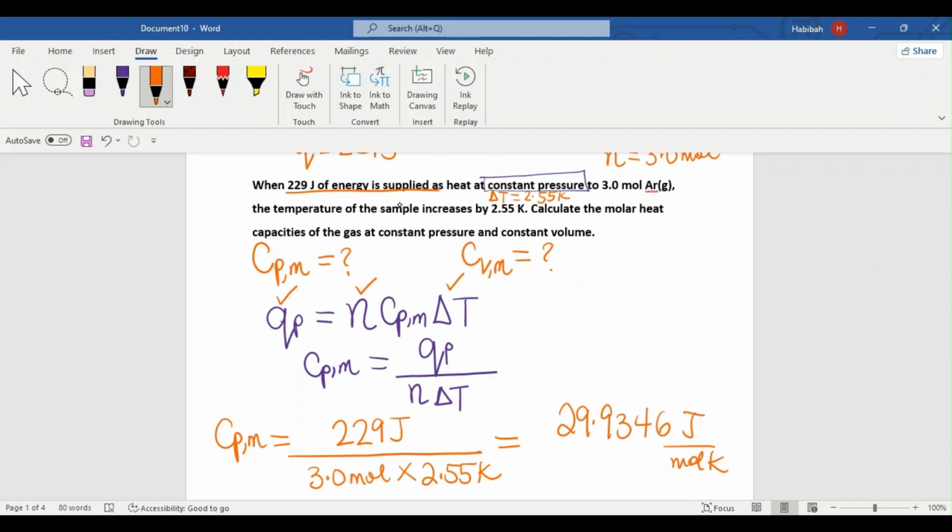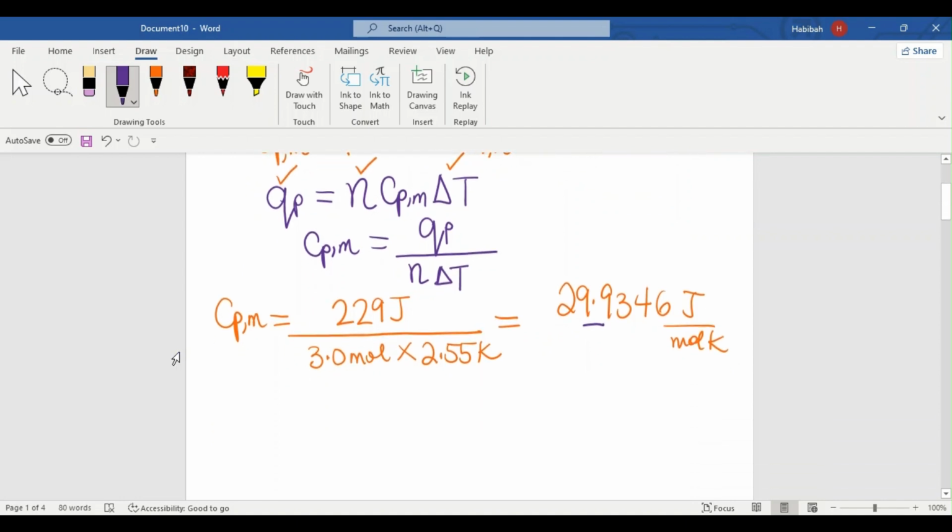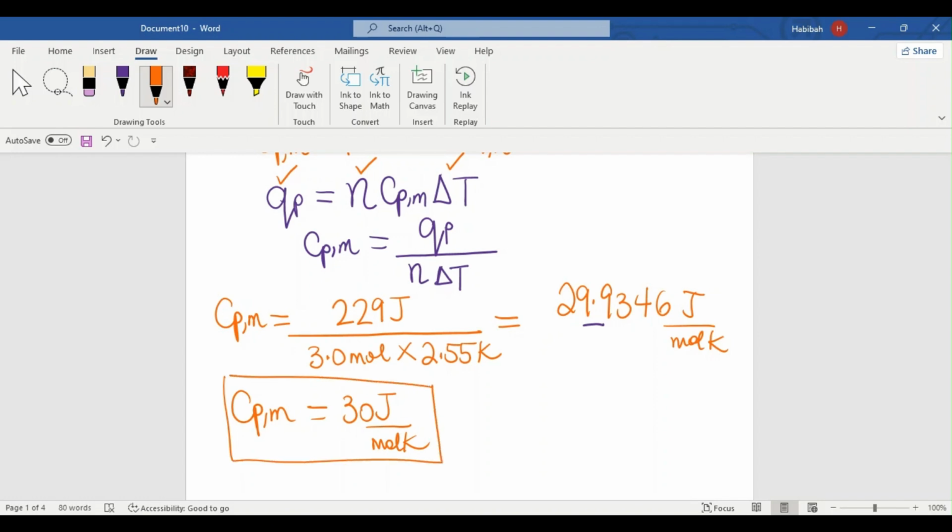Now you have to go back to the question we're given. You see that the value for heat is given as 3 sig figs, and we're also given the value for number of moles as 2 sig figs. So we have to go with the lesser sig figs in chemistry. Don't forget to always put your answer in the number of sig figs that you are expected to do whenever you're doing science or math related problems. So you have C_P,m equals 30 joule per mole Kelvin. So this is basically how you solve this question.